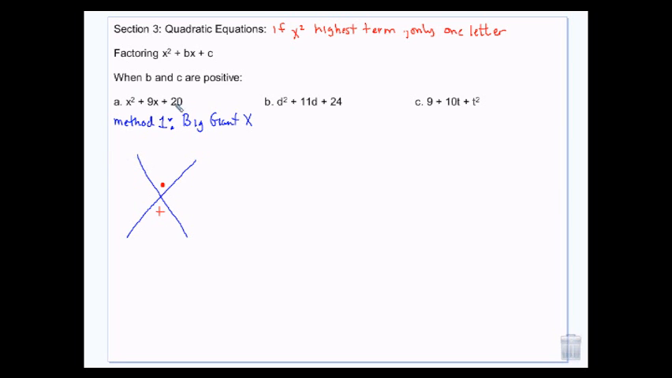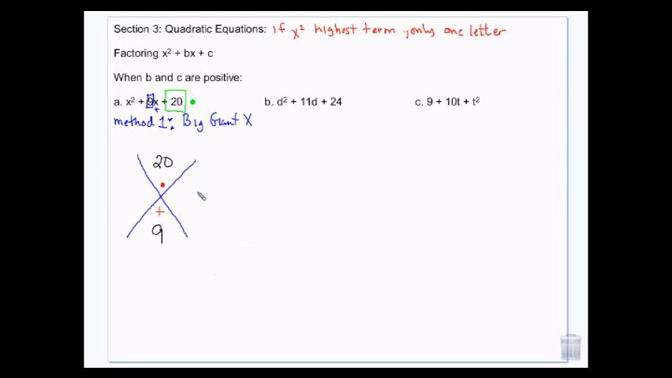Okay. This number 20 goes with the multiplication. So put the 20 right there. That's the last number. And this number 9 goes with the addition. So I put the 9 right there. Okay. So the middle number goes with the addition, and the last number goes with the multiplication.